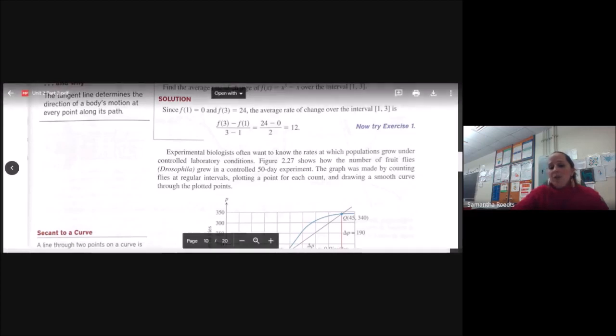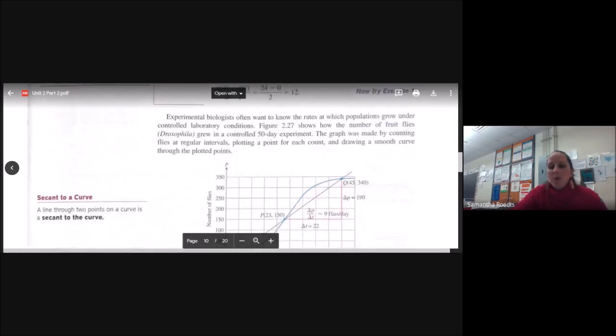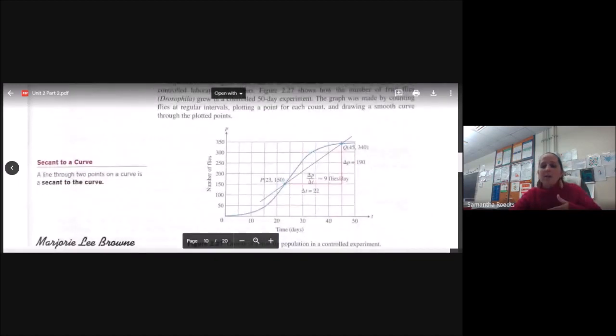Experimental biologists often want to know the rates at which populations grow under controlled lab conditions. This figure below shows how the number of fruit flies, or Drosophila, grew in a controlled 50-day experiment. The graph was made by counting flies at regular intervals, plotting the points for each count, and then drawing a smooth curve through those plotted points.